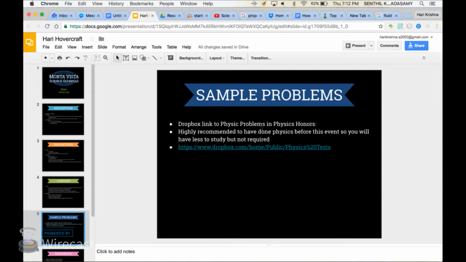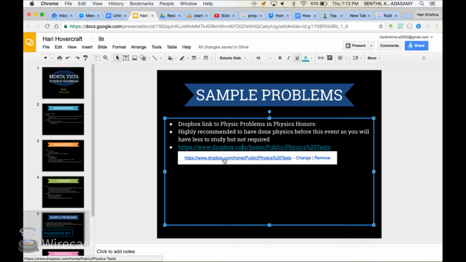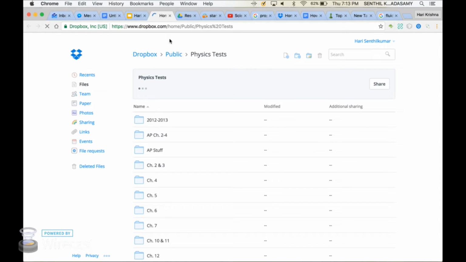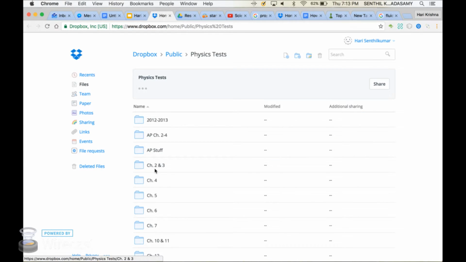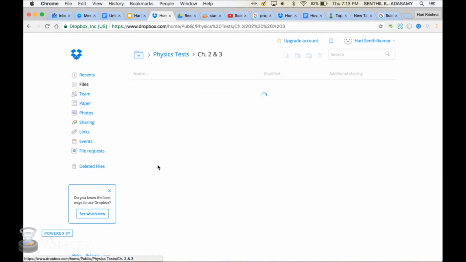Okay, sample problems. Over here, I have linked a Dropbox which has archived all previous physics tests that students have taken in the Monte Vista Physics Honors class. We will take a look at this Dropbox, and we don't need to focus on all the different units in it. Basically, we need to focus on chapters 2, 3, and 5. You need to be able to answer most of those problems without much difficulty.